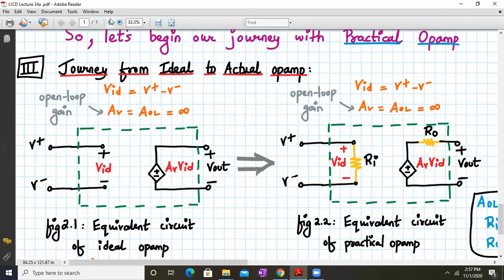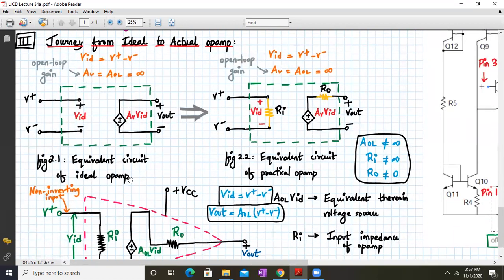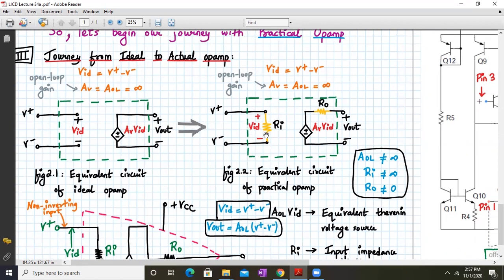Yeah. So let us complete our journey from ideal to actual op-amp. So this was an ideal op-amp equivalent circuit, and this is my equivalent circuit of a practical op-amp. As you can clearly see, there are two changes. In fact, there are three changes basically. Here, the Ri is present. Earlier, it was absent. Absent in the sense it was infinite. Now it is finite. Ro, which was earlier equal to 0, now has a finite value. Here the AOL is not infinite. It's a finite value basically.